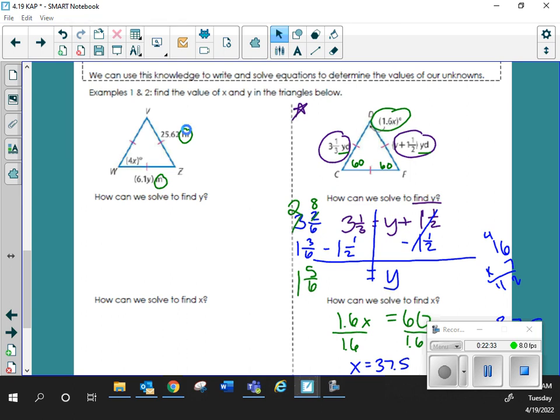Clarify. All right, for these last two, solving for y. Y is talking about a side length, so 25.62 is equal to 6.1y. Divide both sides by 6.1. What do y'all get for y? What was that? 4.2. Awesome. For x, x is talking about an angle. What do we know about the angles in equilateral? 60 is equal to 4x. Divide by 4. X is equal to 15.